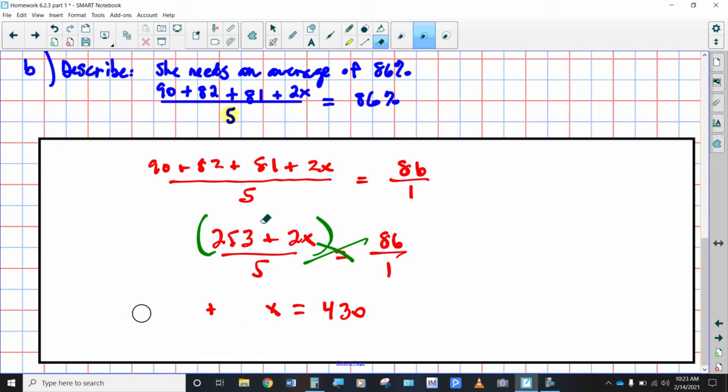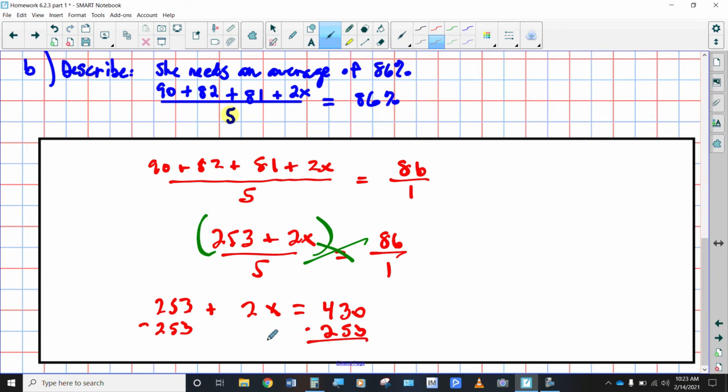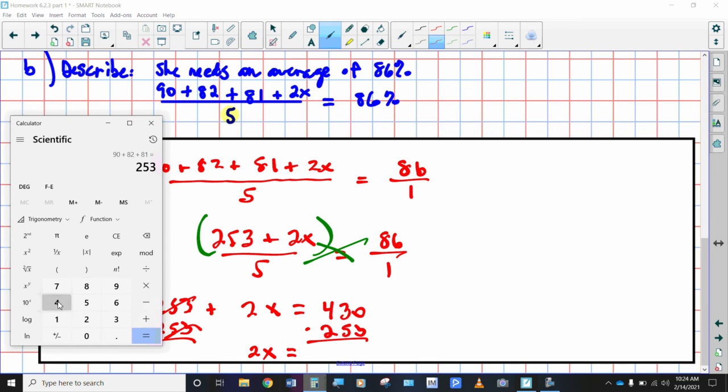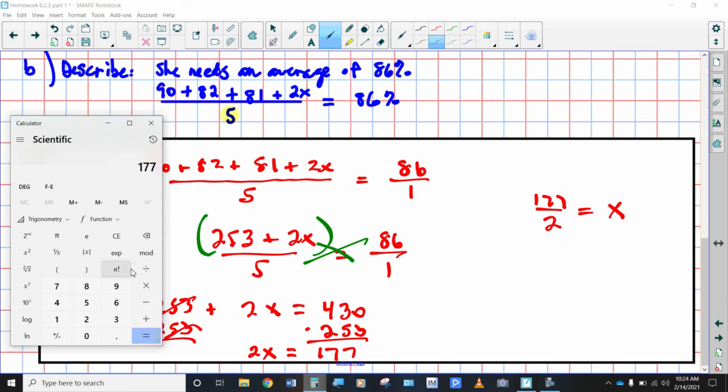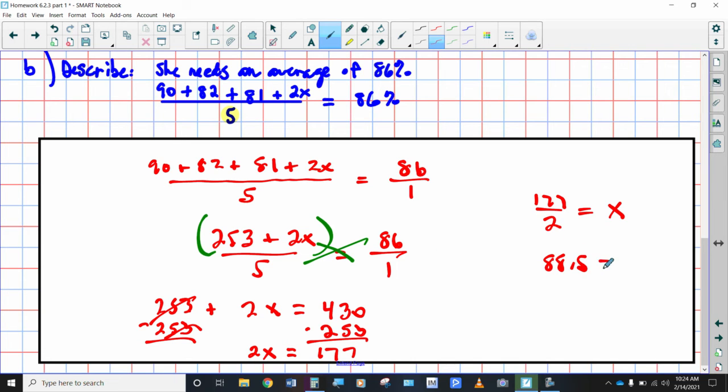This 253 plus 2x, and now when I subtract 253 from each side, what do we get? That cancels out, gives us 2x is equal to 430 minus 253, which is 177, and now when I take 177 and divide it by 2, that's going to give me my x. What is 177 divided by 2? That is my answer. 88.5 is equal to x.